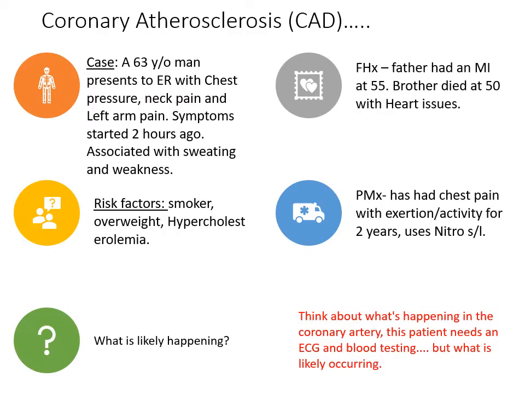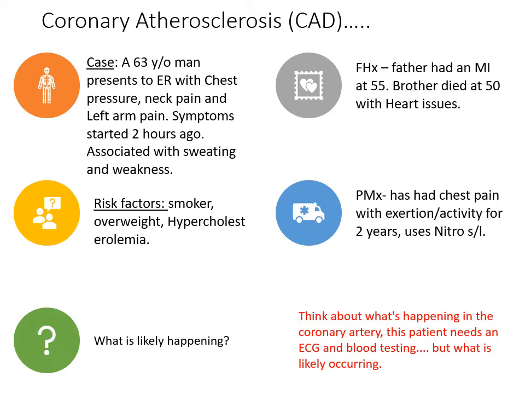So let's do a case here just to try and put some of this together. So a 63-year-old man presents to the emergency room with chest pressure, neck pain, left arm pain. Symptoms started 2 hours ago and are associated with sweating and weakness. His risk factors for any kind of coronary artery disease, atherosclerosis, are that he's a smoker, he's overweight, and he has high cholesterol. His father died of a heart attack at the age of 55. His brother died at 50 with some kind of heart issue.